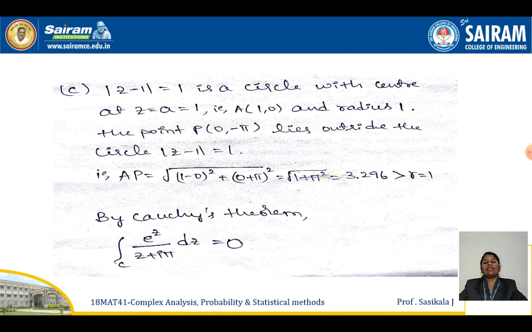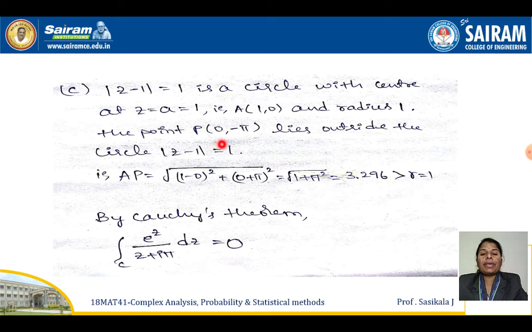Here the modulus of z minus 1 is equal to 1. So it's a circle, but the center will be at the point a equal to 1, because z minus a is 1 here. The center is 1 comma 0, there is no imaginary part, and the radius is equal to 1.